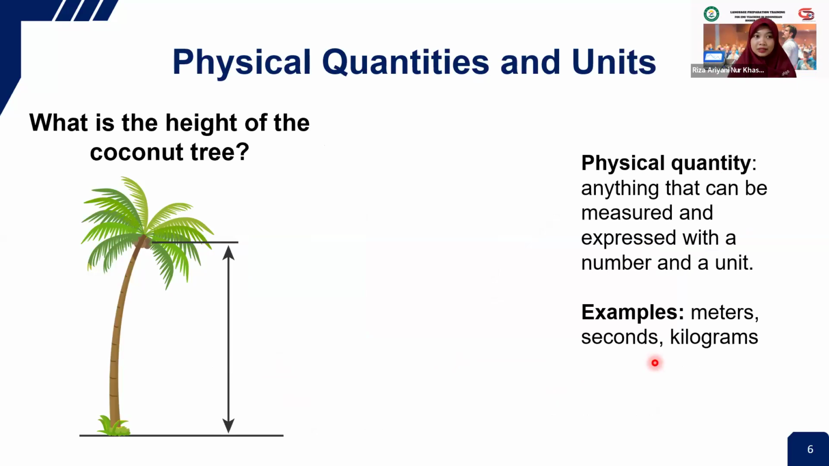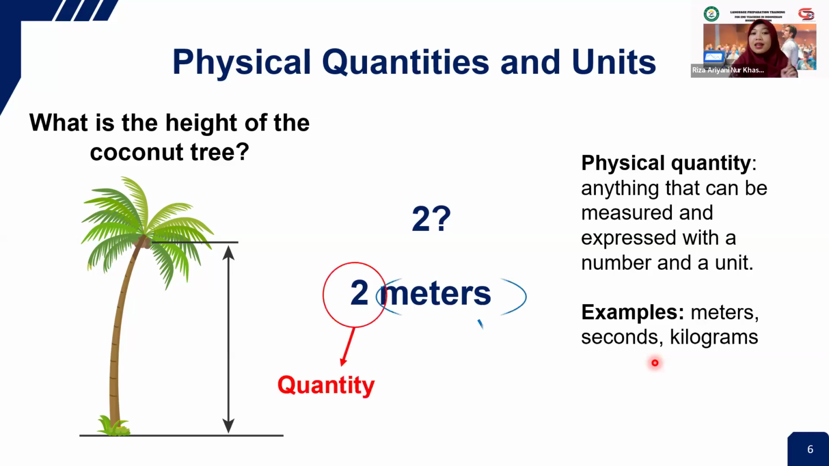Now I want to ask you again, what is the height of the coconut tree? You can make an approximation. For example, 2 or 2 meters. Which one is correct? Yeah, the correct one is 2 meters. 2 is a quantity and meter is a unit. As we know, a physical quantity is anything that can be measured and expressed with a number and a unit. The other examples of units are seconds, kilograms, and others. Got it? Any questions so far?